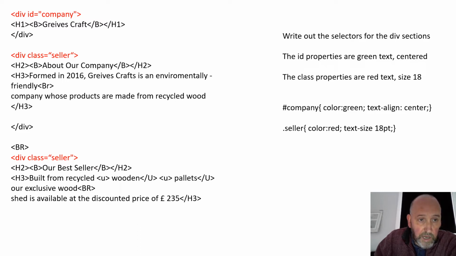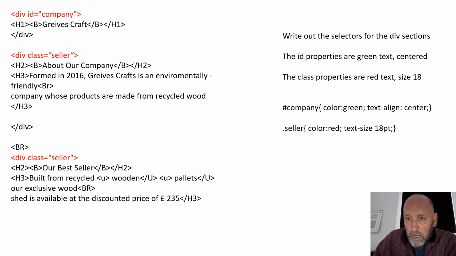Div class equals seller, so this class is going to be called seller, and we've got two of them. Of course, we know that a class can be used on one or more elements, so the class can be used on any of the elements on the page. So our ID is called company and our class is called seller.